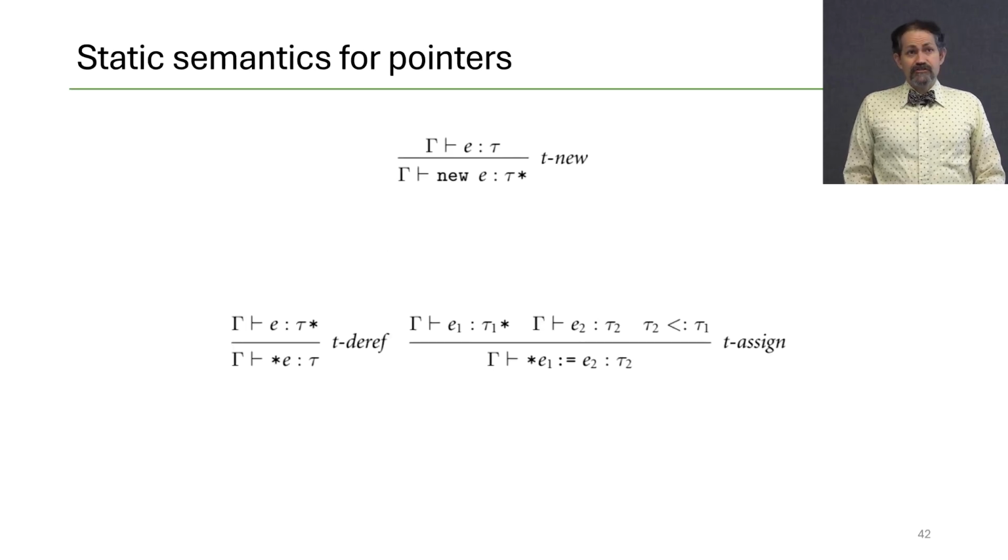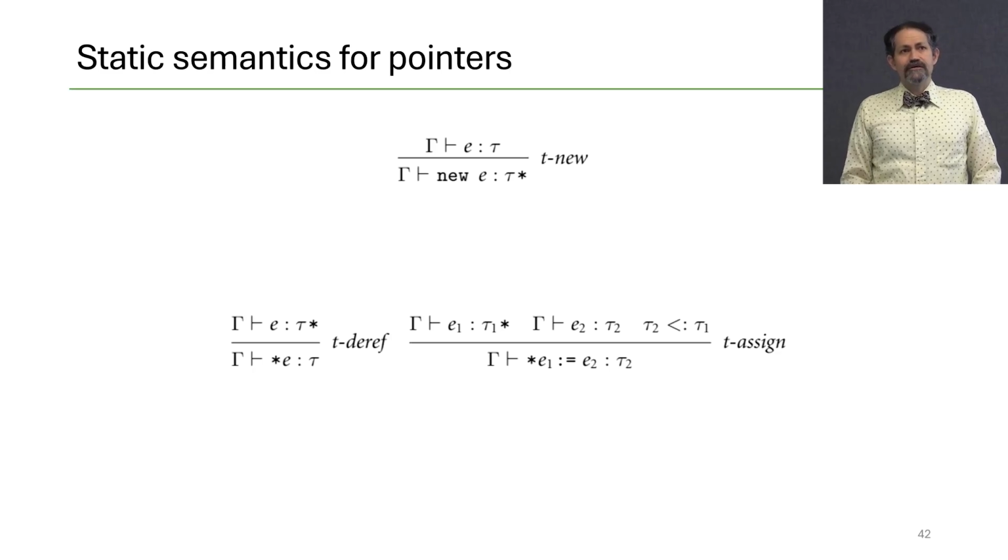We can also look at static semantics for pointers. So the rule for new basically type checks E at some type T, and then new E will be a pointer to T. Dereference is similarly simple. If we have an expression E that is of type pointer to tau, then doing a dereference, *E, will give us the type tau.